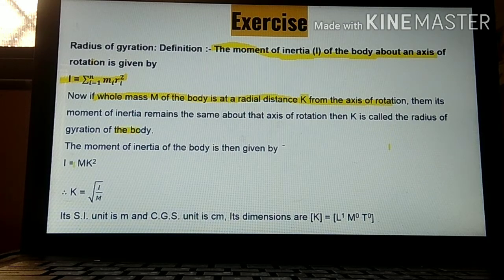Then the moment of inertia according to the radius of gyration formula is I equals mk square, where k is equal to the square root of I upon m. K is the radius of gyration. It is a distance actually, so it is measured in meters, and the CGS unit is centimeter. Its dimension is only L1, the rest are all 0.